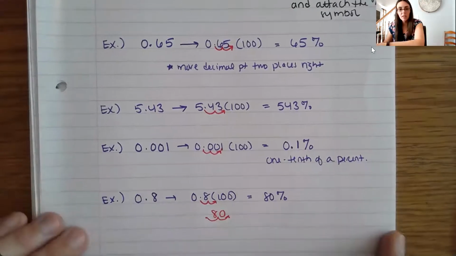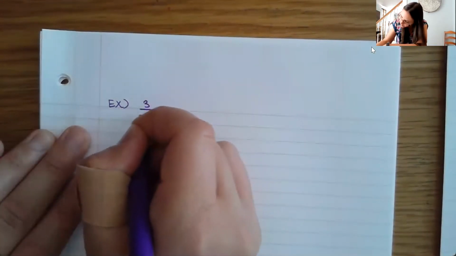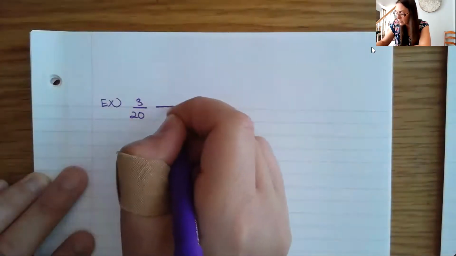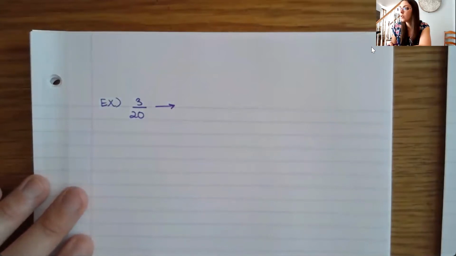Now, we can do fractions as well. I'm just going to get a new sheet here to see it a little bit clearer. So let's say I have 3/20, and I want to go back to a percent. Maybe I did a survey and I found 3 out of 20 students, I don't know, like math class. Makes me sad. Maybe only 3 out of 20 students like math class.